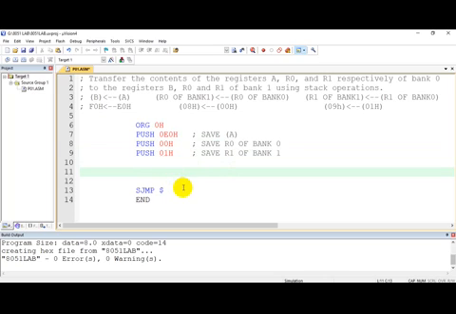Now the only thing is you retrieve the contents which satisfies this condition. What was the last push operation? What is that last you had saved? You had saved the contents of R1 of bank 0 and that should be copied to R1 of bank 1. So first pop will be pop, what is the address of R1 of bank 1? 09H. So you perform pop 09H.